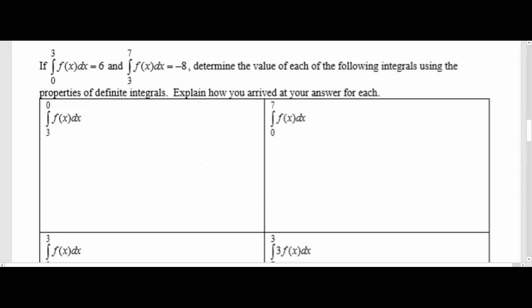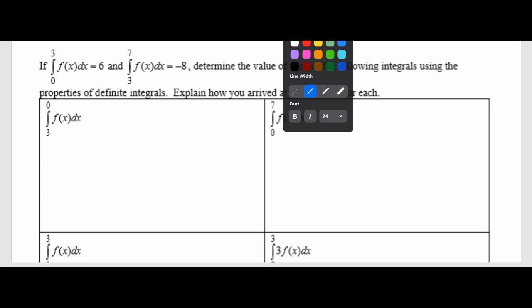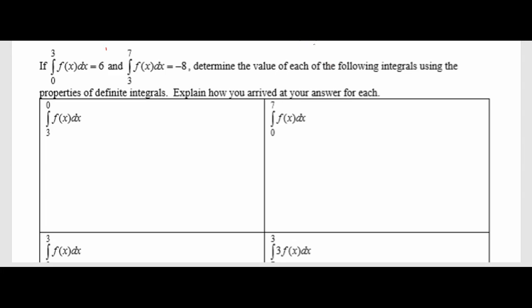So here, we're not actually going to have to take any antiderivatives because it tells us what the answers to these 2 integrals are. We're just going to have to use integral properties to figure out these new integrals that are written. So the first one, and again, pause the video and maybe try to figure out numbers 1 and 2. And then come back here and listen to the discussion.